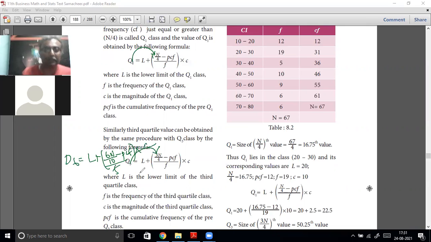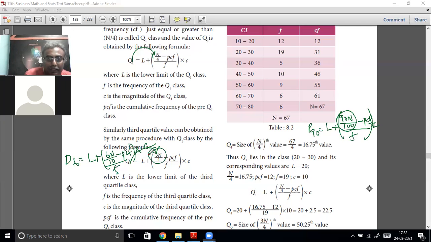That's all. Or suppose you want to find P90. P90 is equal to L plus 90n by 100 minus PCF, divided by F into C. You understand? Only one part will be changing. Which part? This part will be changing.